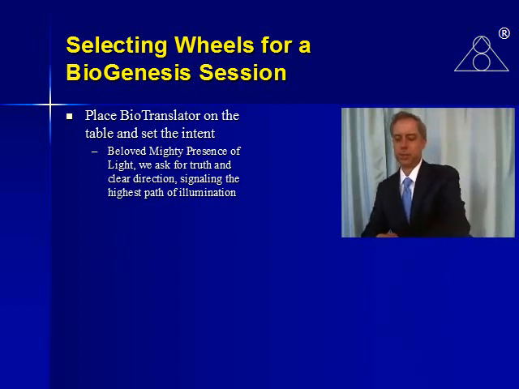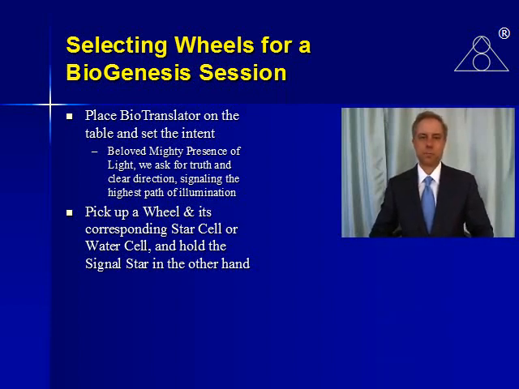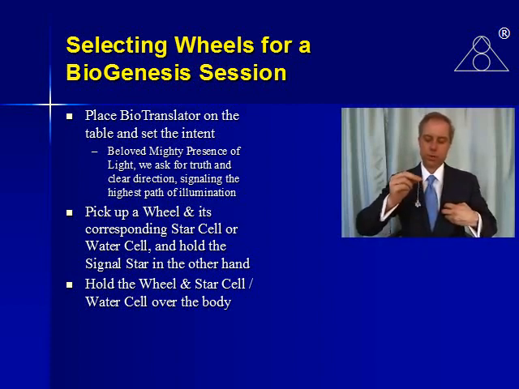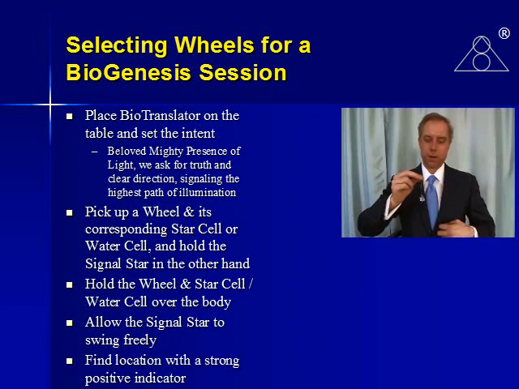Very good. Set aside the biotranslator, pick up one of the wheels and the star cell or water cell that you have coupled with the wheel, and find a location along the central part of the body, the central core, or the side of the body that is relevant for that wheel and star cell or water cell. Right now I've got a transformation wheel and a water cell, and you'll notice my signal star is not signaling positive right now, so I'm going to continue to move until I find, so now I have found a location along the left side of my body that has a strong positive indicator, a strong positive signal.